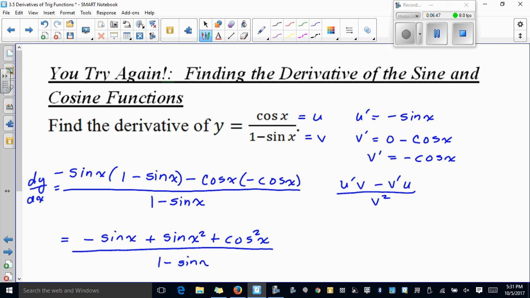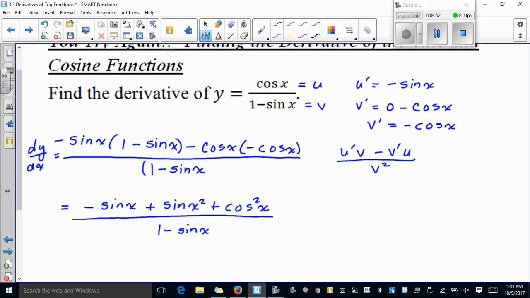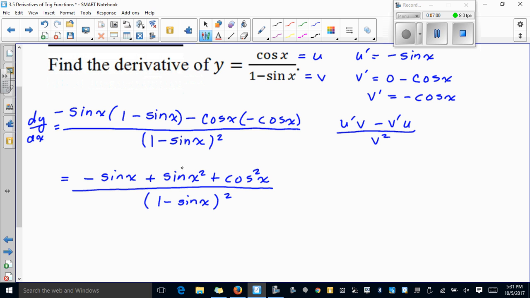Let's not forget this guy, he's squared. Again, there it is, sine squared plus cosine squared, that equals 1. So on the numerator, we have left 1 minus sine of x over 1 minus sine of x squared. So in the end, our derivative is, this is going to cancel out.